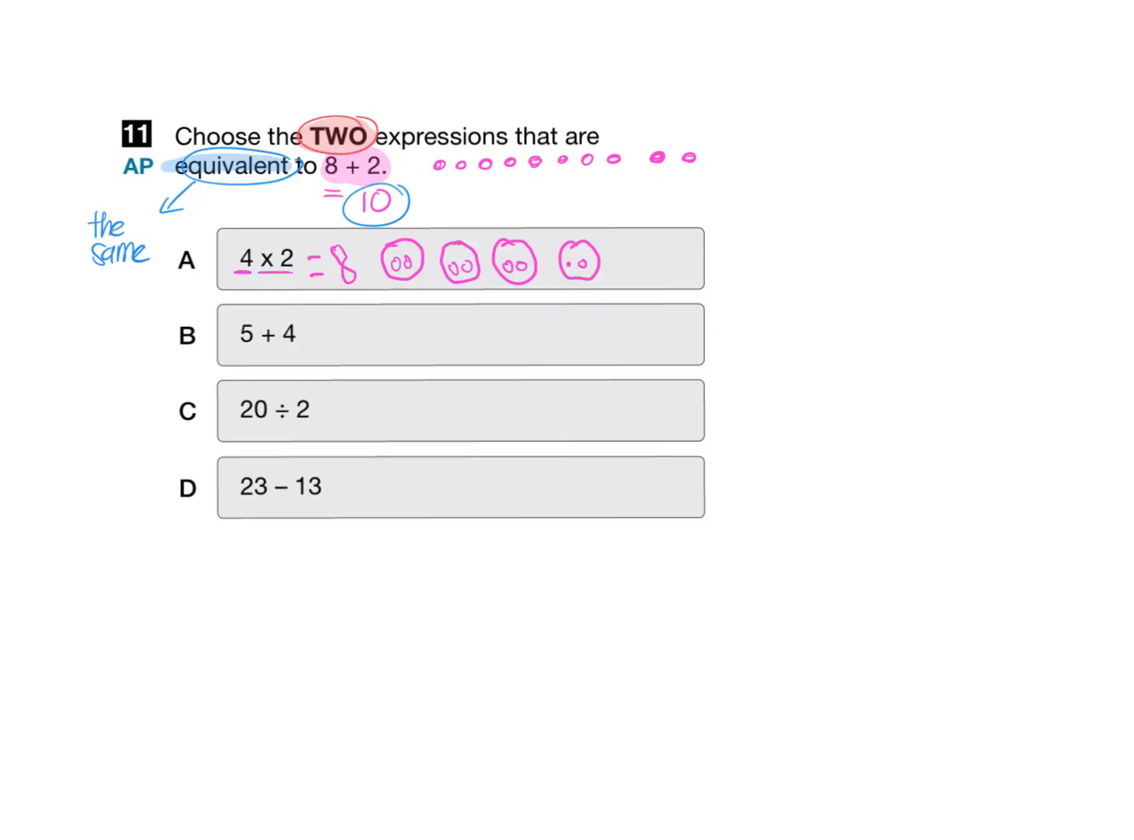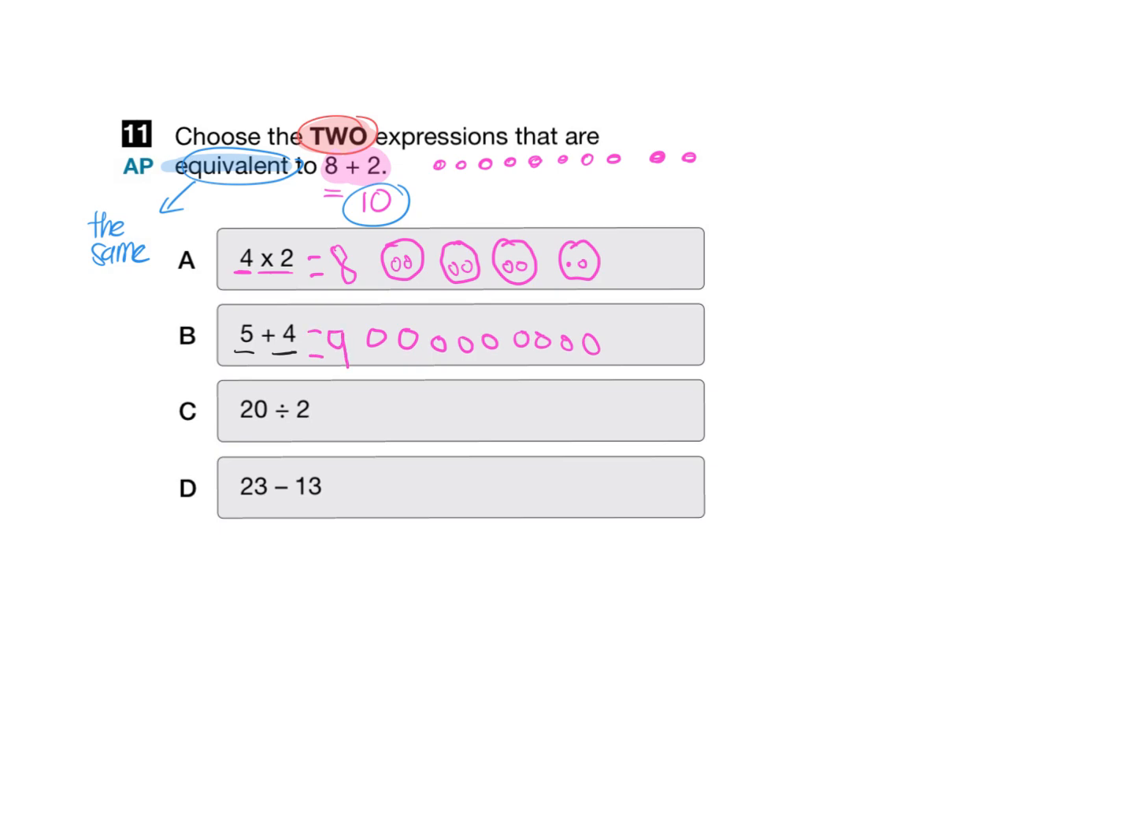Okay, we're going to calculate all of them and see which one would work. So we have 5 plus 4. You can draw 5 counters if you'd like, and then you can draw another 4. So let's draw 5: 1, 2, 3, 4, 5, plus another 4: 1, 2, 3, 4. How many do you have all together? 1, 2, 3, 4, 5, 6, 7, 8, 9. Good, so 5 plus 4 equals 9.